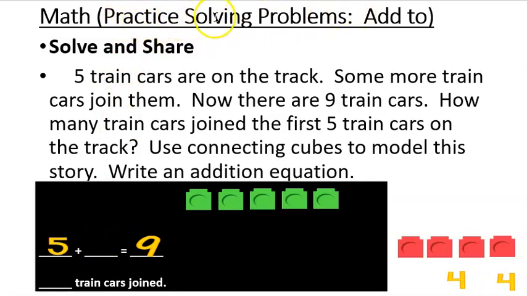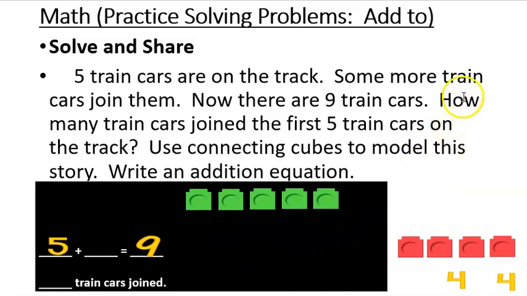It says practice solving problems. Add to. So look, add 2 is missing here. This is the number now we're going to have to find that's going to equal 9 here, okay? Because look, we have 5 train cars on the track now. 5 went up here. We know altogether there's 9 train cars. But look, we need a number here. We're going to have to come to this second row, okay?